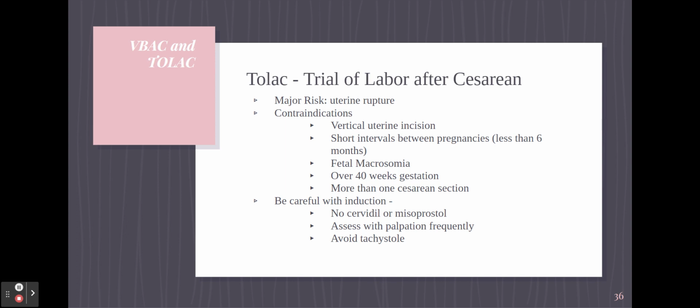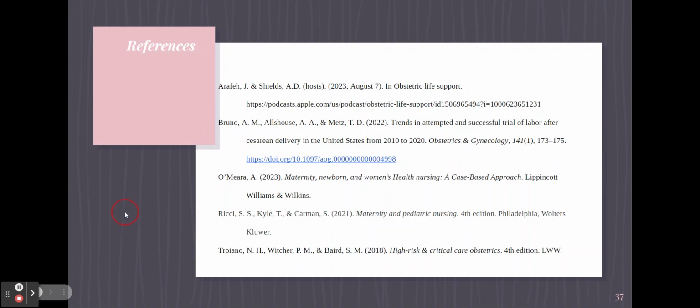You cannot use Cervidil or misoprostol in a VBAC or a TOLAC because it softens the entire lower uterine segment, including the area where that incision was. You have to assess your contractions with palpation frequently and avoid tachysystole. Those would be the considerations for VBAC and TOLAC. Yep, there's my reference slides.